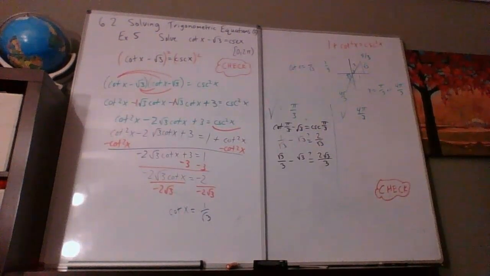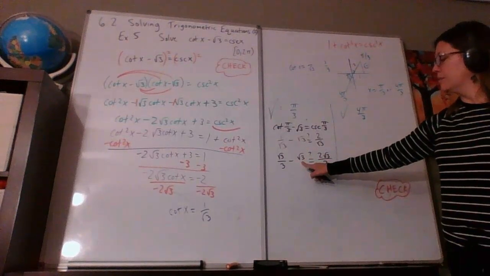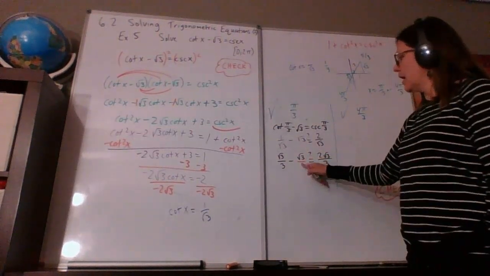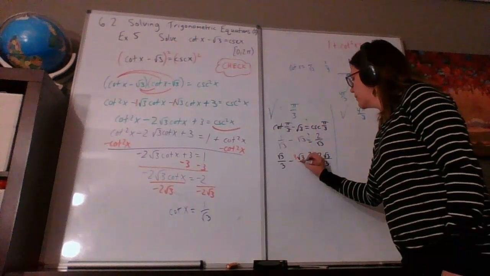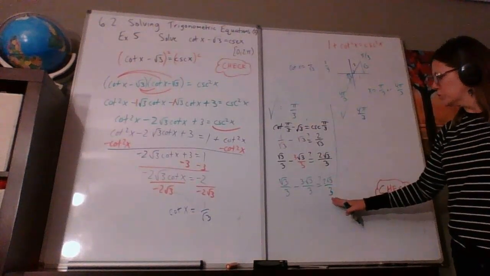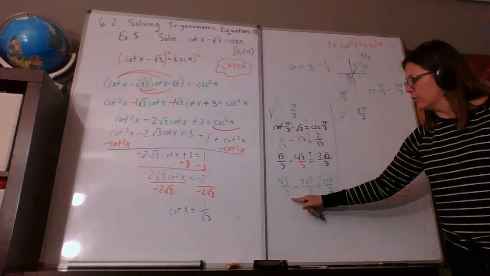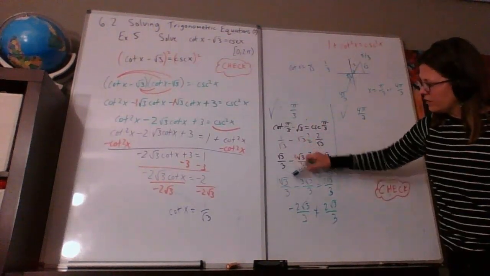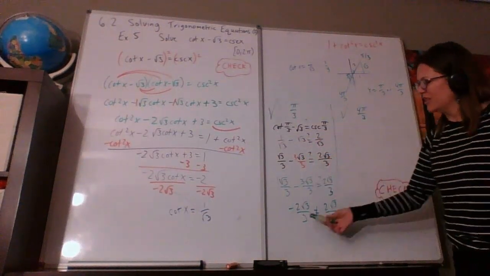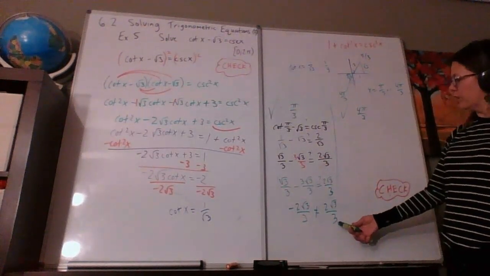So we get rad 3 over 3 minus rad 3, and we want to know, does that equal 2 rad 3 over 3? So first, we need to get a common denominator. We will multiply top and bottom of rad 3 by 3. So is it true that rad 3 over 3 minus 3 rad 3 over 3 equals 2 rad 3 over 3? Well, we could put a 1 in front of the rad 3 over 3. So when we subtract 1 rad 3 over 3 minus 3 rad 3 over 3, we actually get negative 2 rad 3 over 3, which will not equal 2 rad 3 over 3.